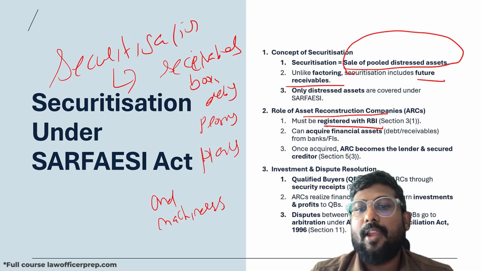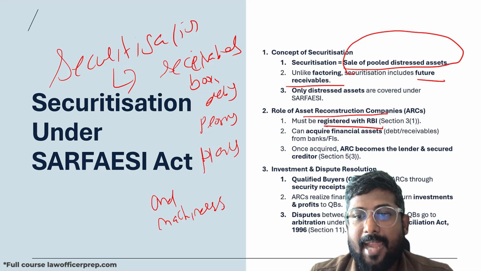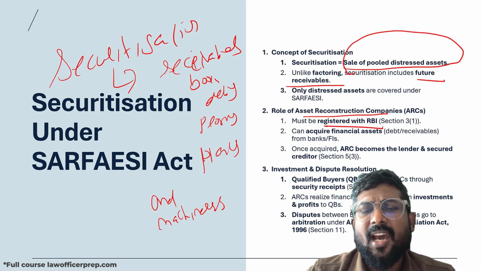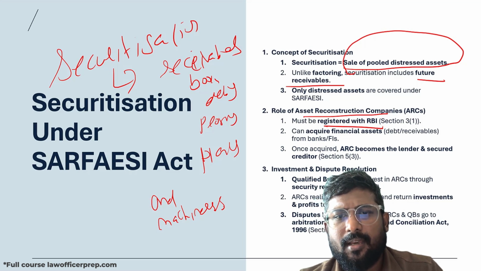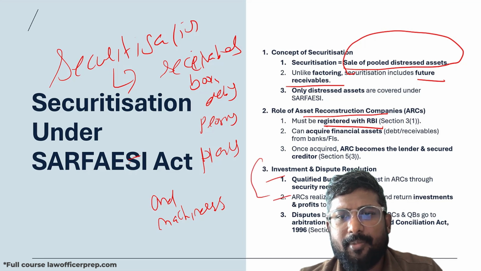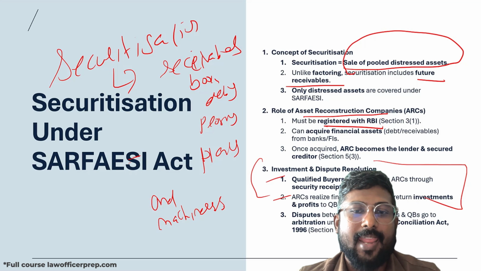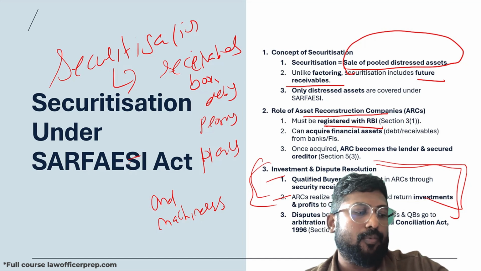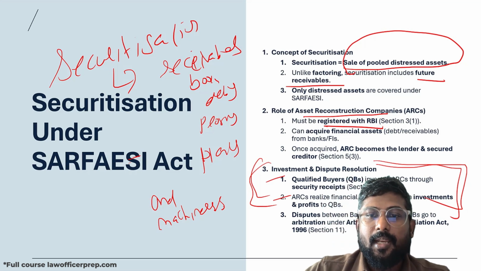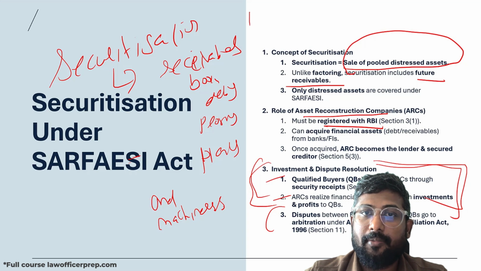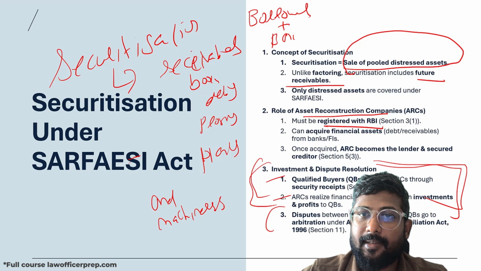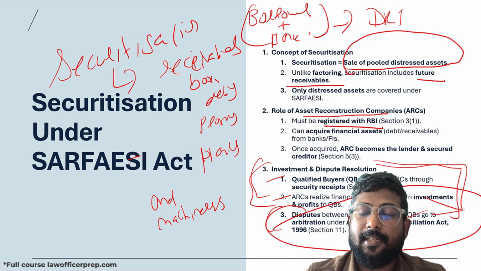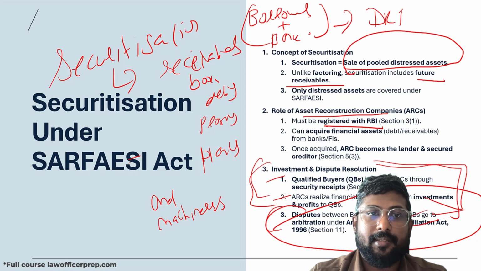And investments. So there are qualified buyers. They can invest in ARCs through security receipts, and the ARC realizes the financial assets and returns the investments and profits. Usually, you will not be very active in dealing with these aspects as a law officer, because this is between the qualified buyers and the ARCs. Unless you're working in an ARC or in banks, this process will not be there. Like I said, securitization means simply the sale of pooled distressed assets. Now, remember, this is very important. If there is a conflict between the borrower and the bank in the enforcement of security under the SARFAESI Act, it is the DRT. But if there is a dispute between the banks, FIs, ARCs, and the qualified buyers, then it will be dealt with under the Arbitration and Conciliation Act.